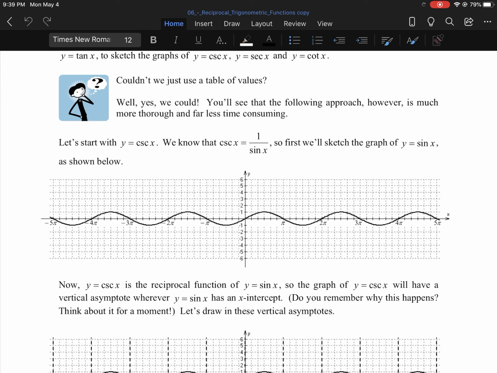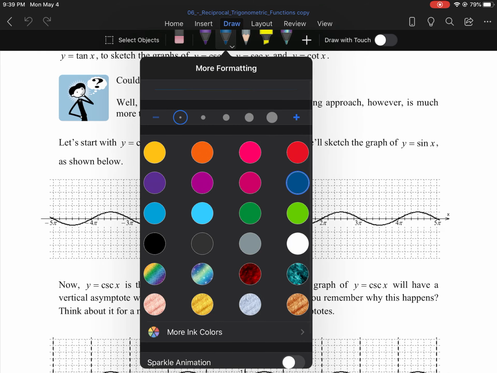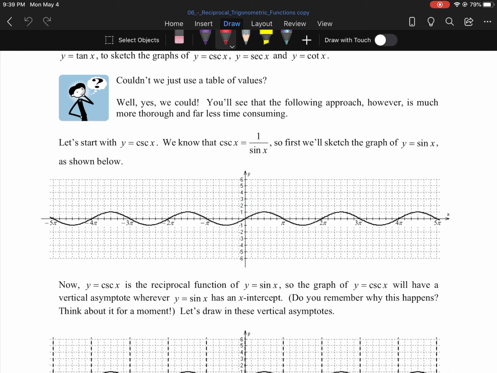Now, y equals cosecant x is the reciprocal of y equals sine x. So the graph of y equals cosecant will have a vertical asymptote whenever y equals sine x has an x-intercept. Do you remember why this happens? Well, I'm going to talk about why that happens. I'm going to talk about one specific intercept here. I'll do this in red so you can really see it.